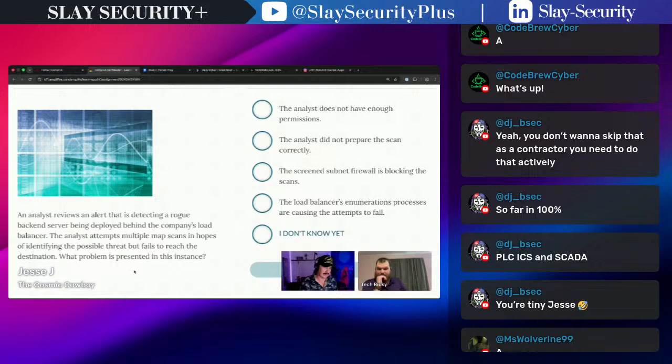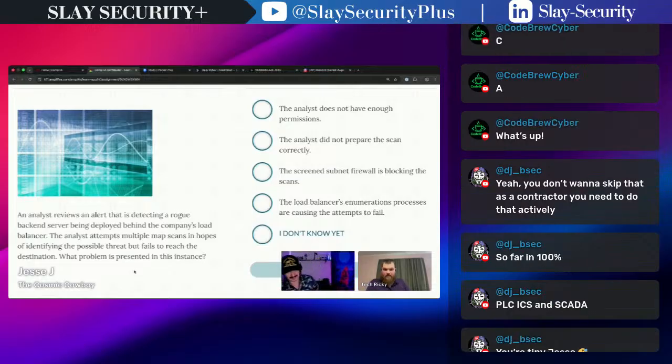I'm just rereading the question to make sure that I'm not missing anything. Okay, so the analyst gets an alert, reviews it. It's detecting a rogue backend server being deployed behind the company's load balancer. The analyst attempts multiple Nmap scans in hopes of identifying a possible threat, but fails to reach the destination. What problem is presented in this instance? The load balancer's enumeration processes are causing the attempts to fail.